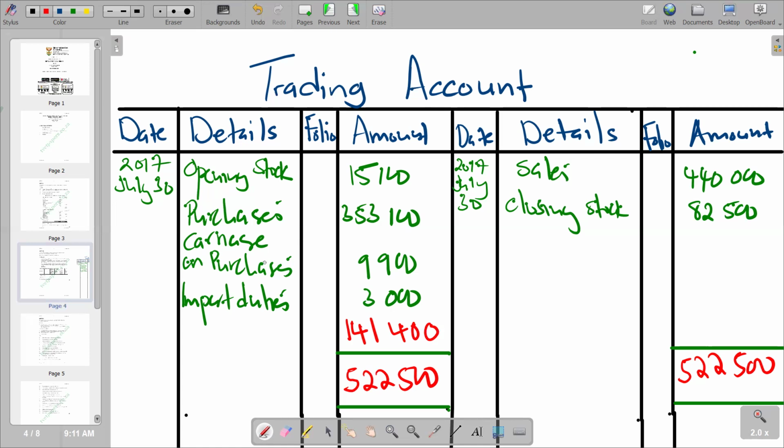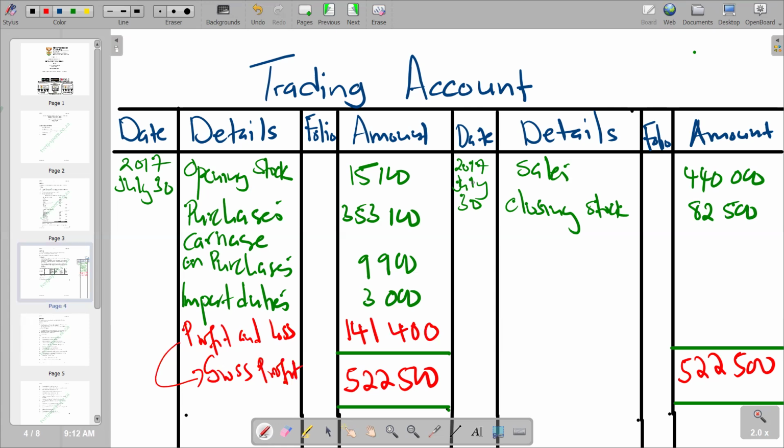Yeah, this figure, we are supposed to transfer it to the profit and loss account, and this is our gross profit. So we can just say profit and loss. But what we know is if we have a profit and loss for the debit like this in the trading account, it represents a gross profit. So this is what we have.